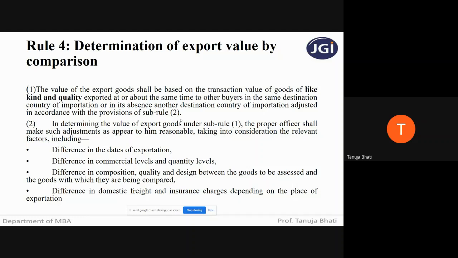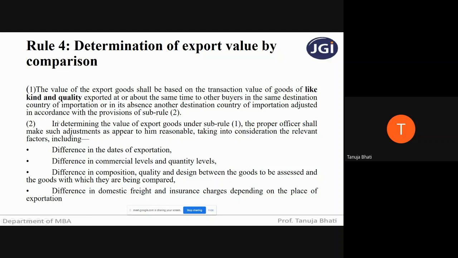or some other destination. Okay, first he has to see the value of those similar goods which are going to the same destination. If not, then he has to see the same goods going to some other destination. Next, in determining the value of like kind and quality, there are certain adjustments that need to be made. What are those adjustments? We can see in rule number 4, subrule 2. This is subrule 1, subrule 2.